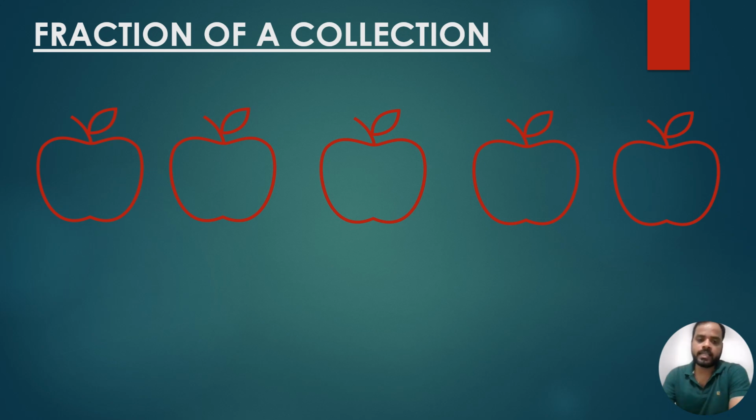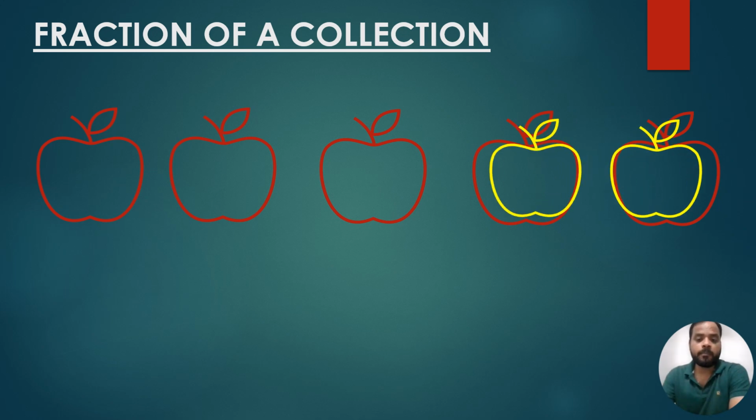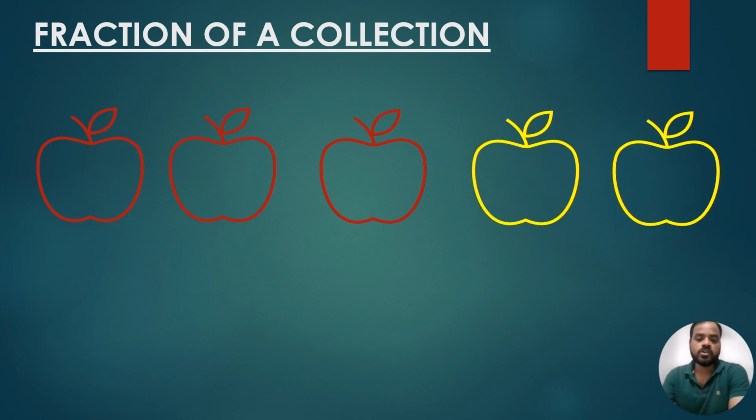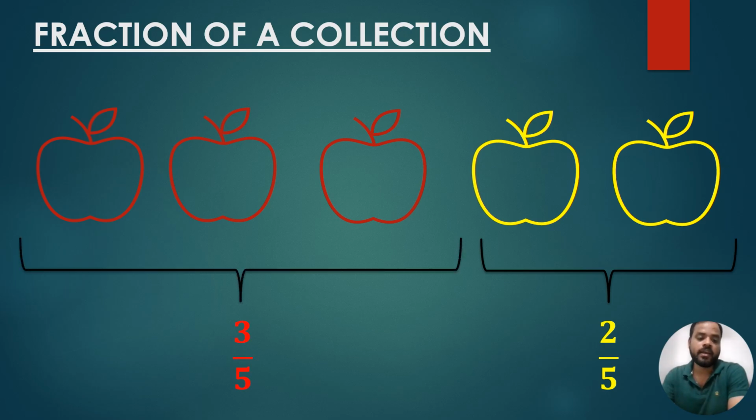Now we go through another example. Here we are given 5 red apples. If we paint 2 apples yellow, what is the fraction represented by the yellow apples? Out of a total of 5 apples, 2 are yellow. So the fraction represented by the yellow apples is 2 by 5. 3 are red apples out of the 5 total apples. So the fraction represented by the red apples is 3 by 5.